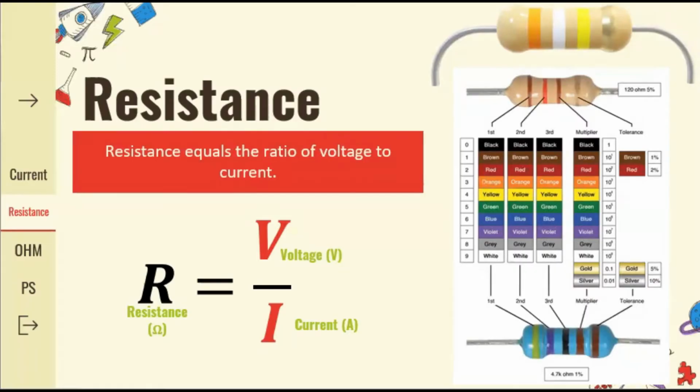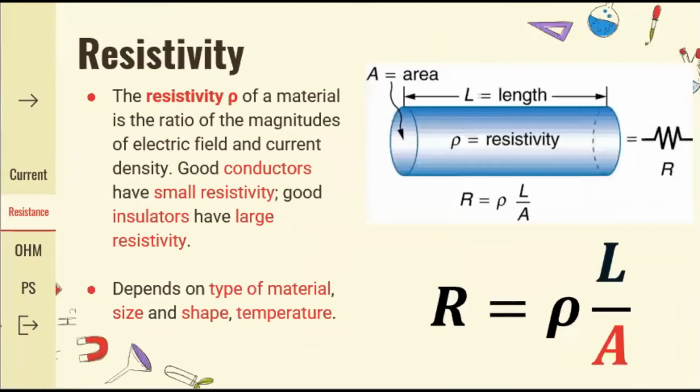Since alam po natin, hindi nalilimit lang ang resistance sa resistors, even humans, meron din po yung resistance. So para ma-compute po natin ang specific resistance ng isang material, we use this formula. So R is the resistance.